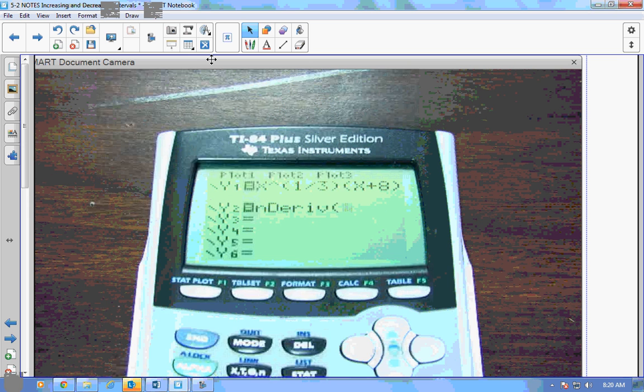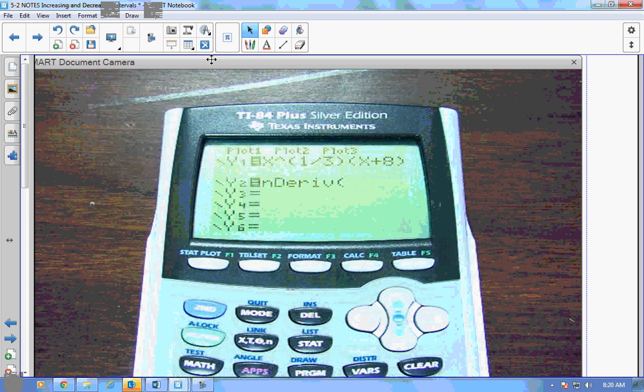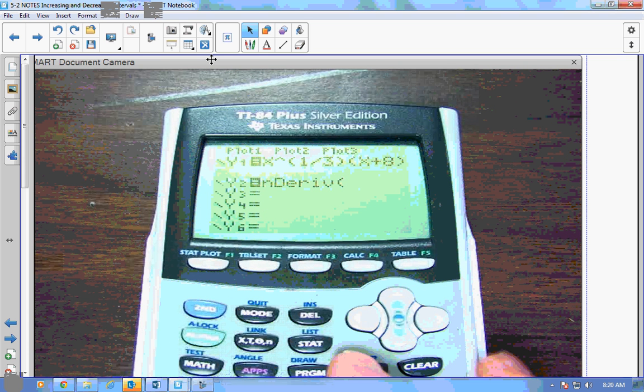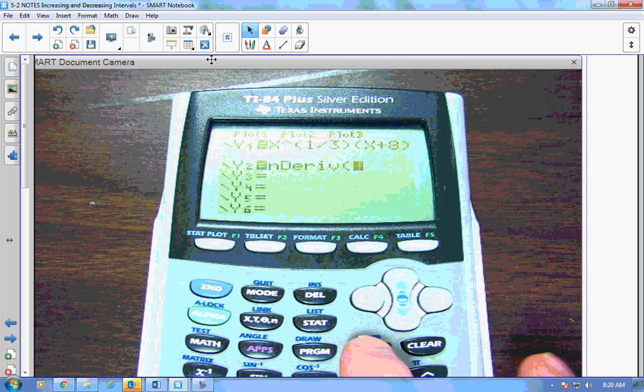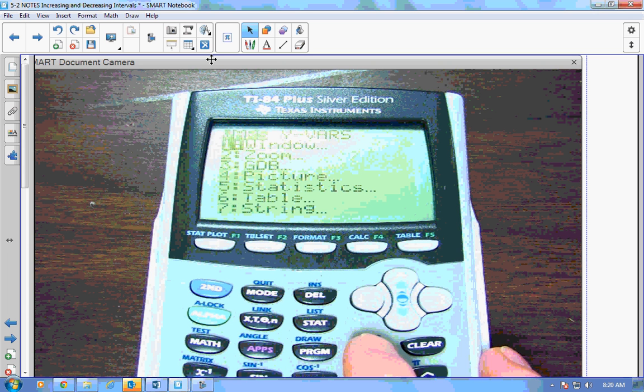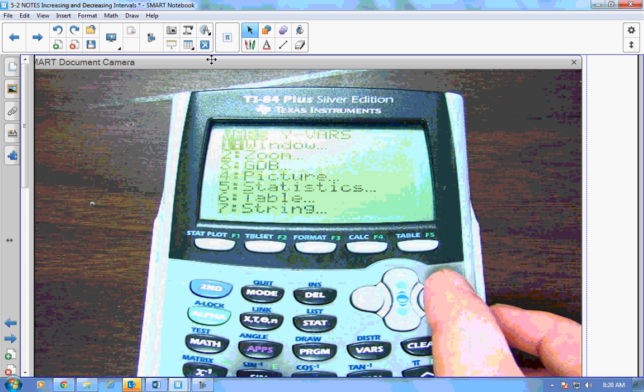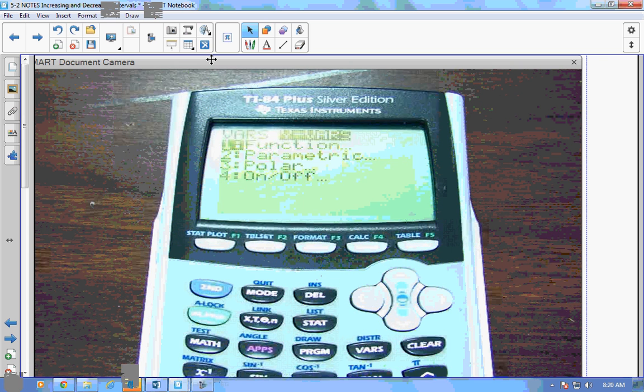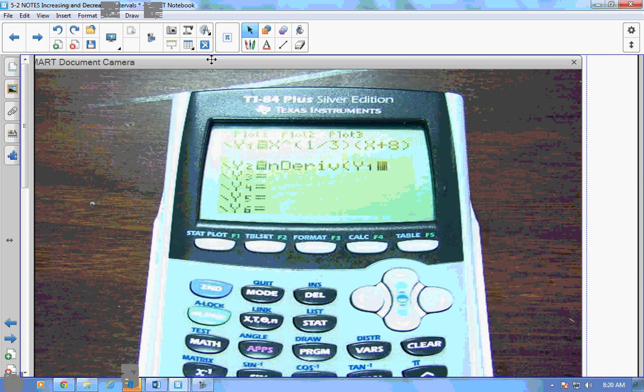Does anyone know how to get to y1? You use this a lot in Secondary Math 3 when you're doing a regression. Remember how you get your y1 function? It's under Vars. See the Vars button next to the clear button? Vars. Arrow over to Y-Vars. Function y1. Or you can hand type all of it in again.